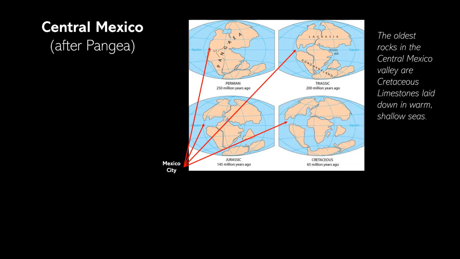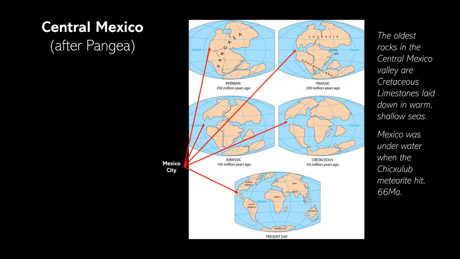As sea levels rose and fell over time, there would have been occasional low-lying islands, but the oldest rocks described in the Mexico Central Valley are Cretaceous limestones, which we know were laid down underwater. I did wonder why there was no mention of the famous Chicxulub meteor, but of course it collided with Earth before the Mexican mainland had emerged from beneath the waves.